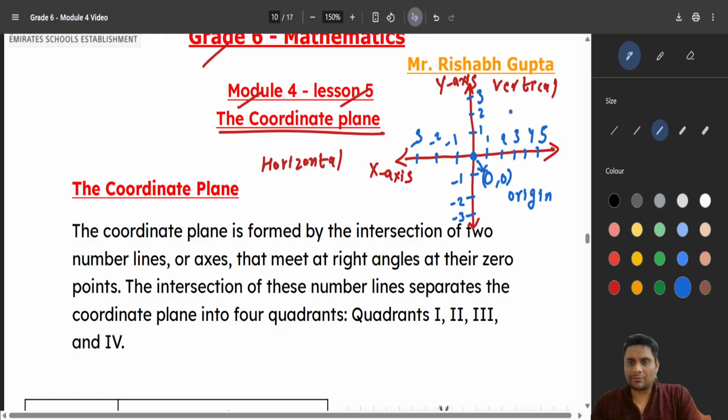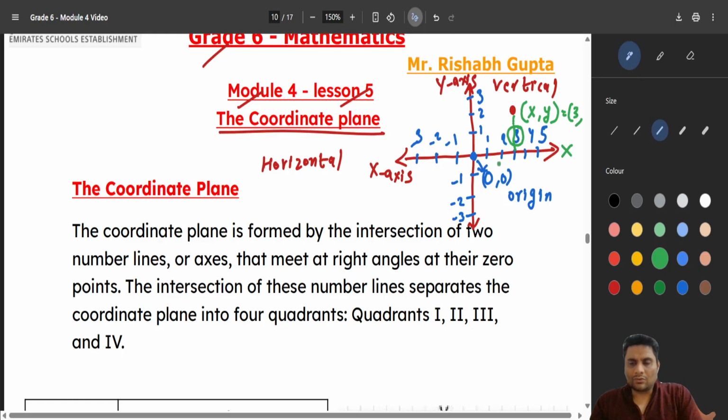For example, let me choose a different color. Let's say I put a point here. Now I want to know its location on the coordinate plane. To check the location, you will always write the x coordinate first and the y coordinate later. So what is the x coordinate for this point? Draw a line towards the x-axis. It is cutting at 3, right? So the x coordinate of this point is 3.